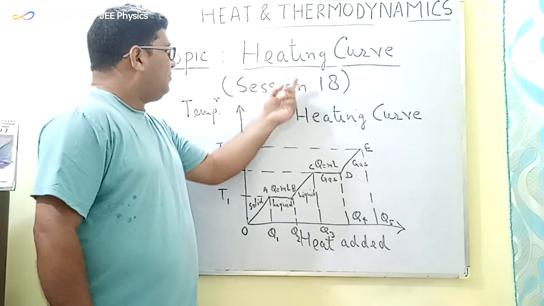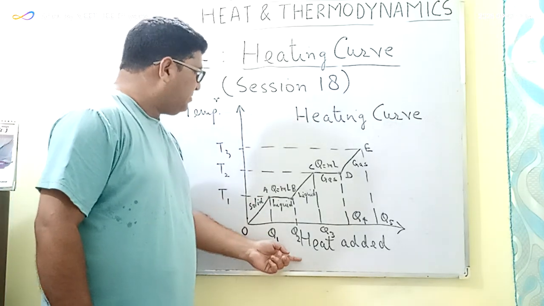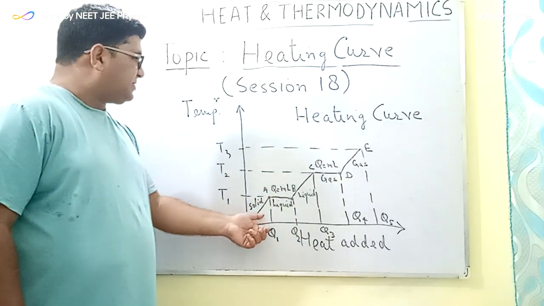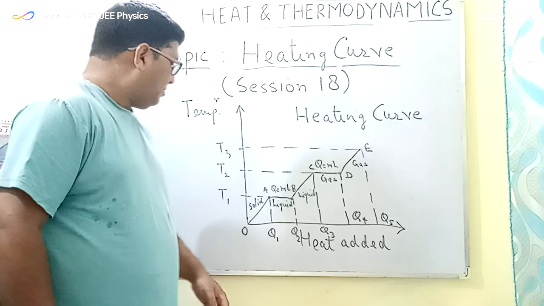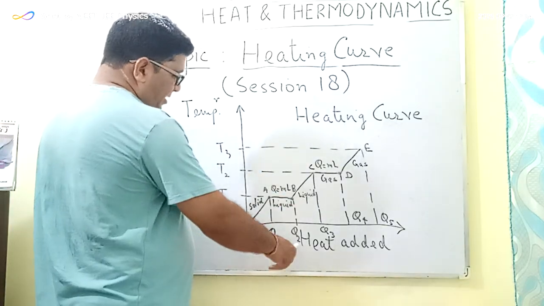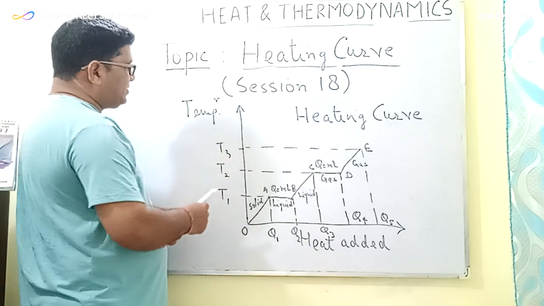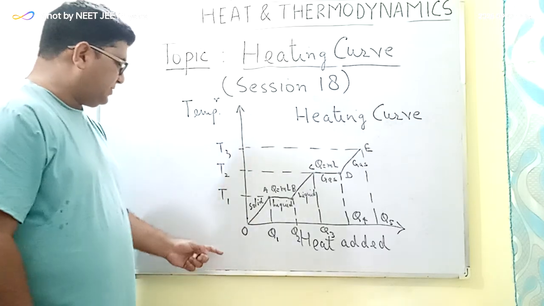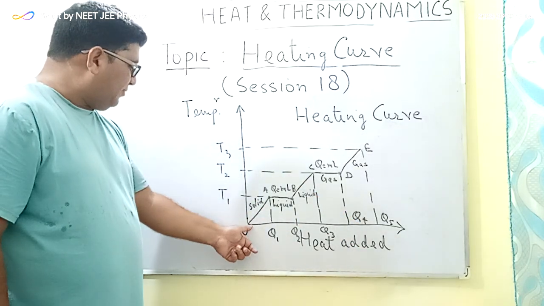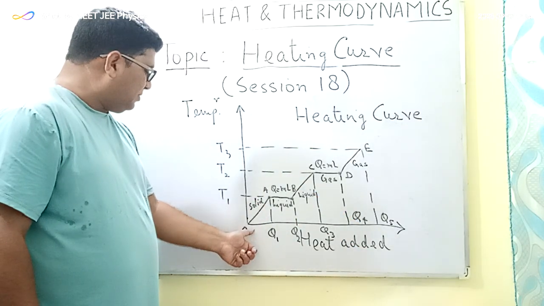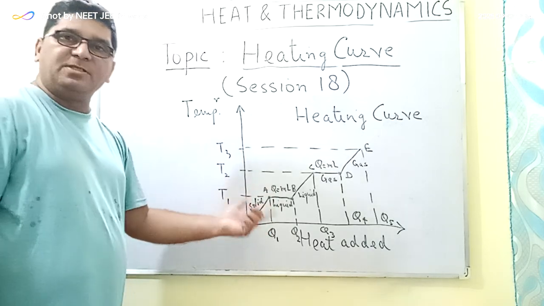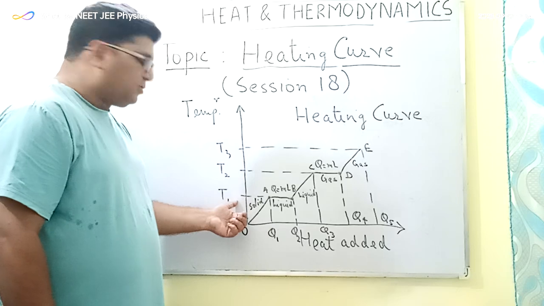The topic is the heating curve, and based on this topic I have made one heating curve in which a solid is getting converted into the gaseous form. So this is the heating curve in which the temperature is depicted along the y-axis and the heat addition is depicted along the x-axis. So here, when the solid is heated from this point O to this point A, it will absorb the sensible heat, and by absorbing the sensible heat, its temperature will rise to T1.